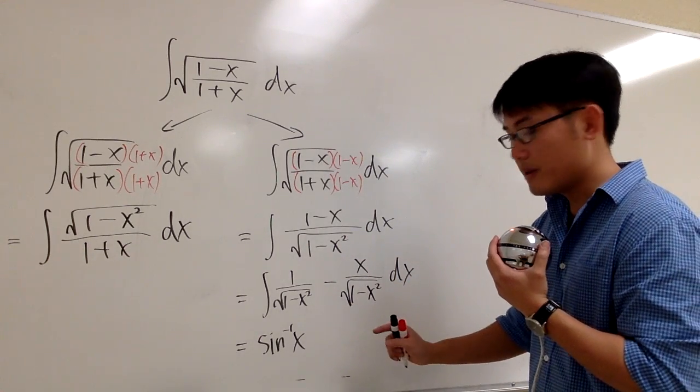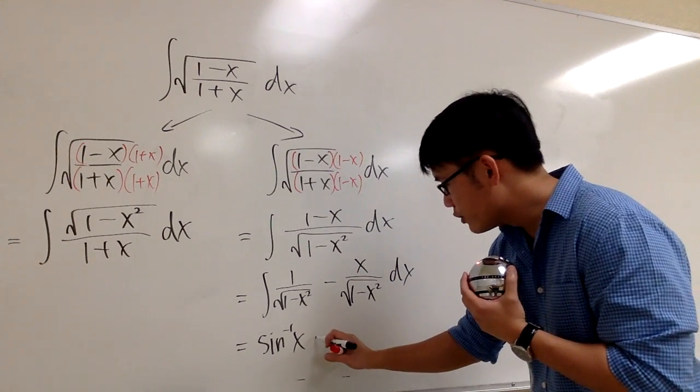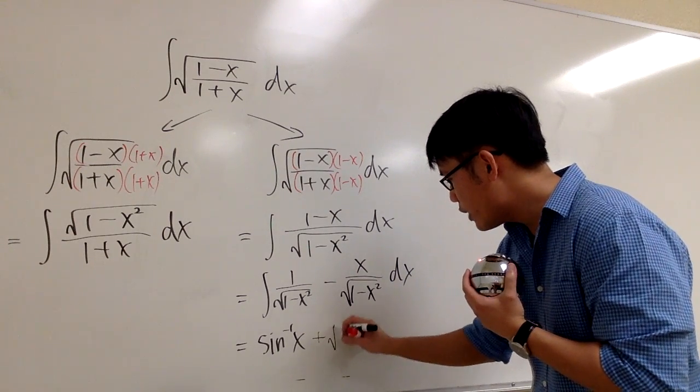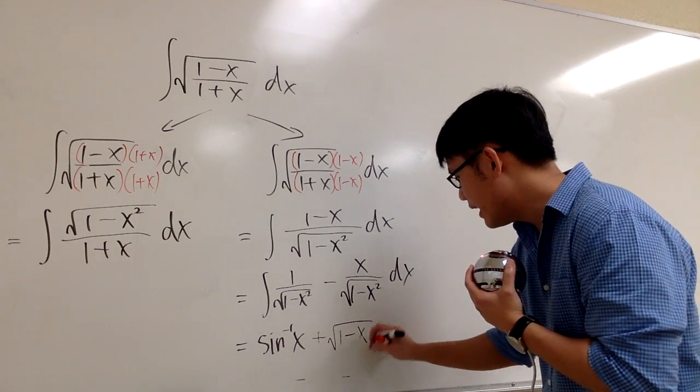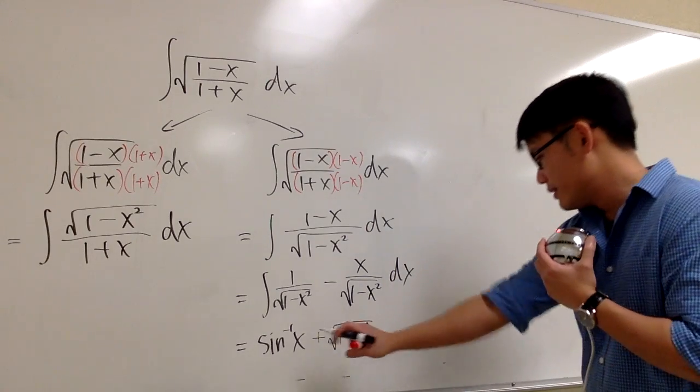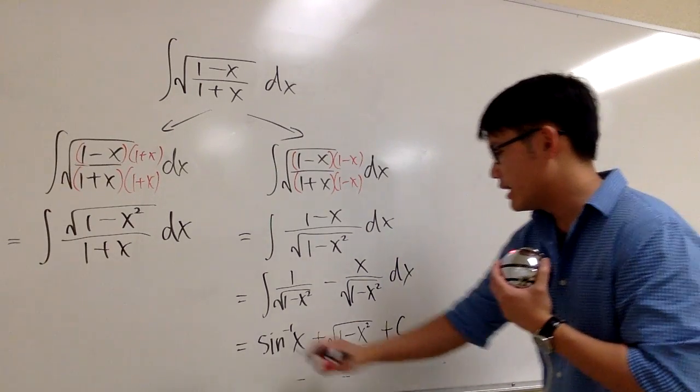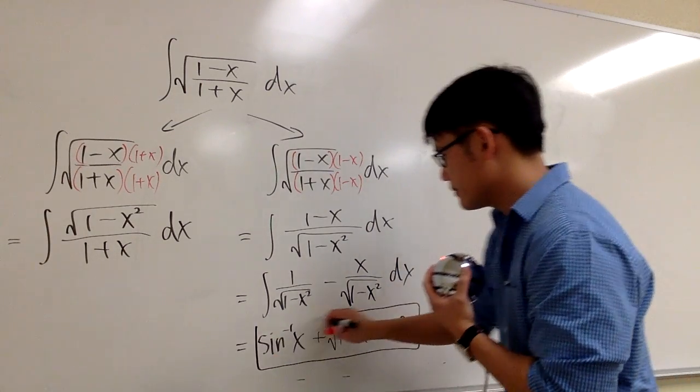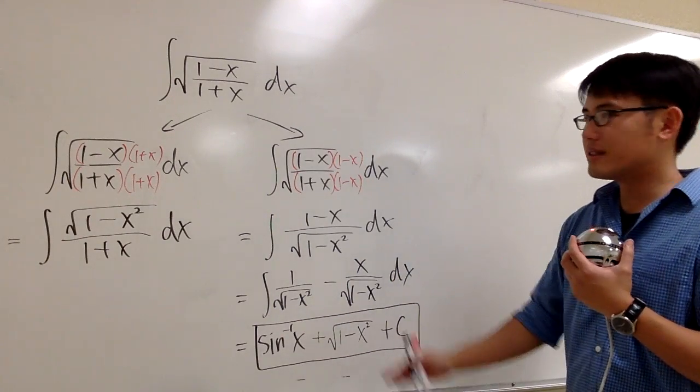So this is a minus, and altogether this is going to be plus the square root of 1 minus x squared. This is it, and we'll put plus c at the end. So that's the answer for that.